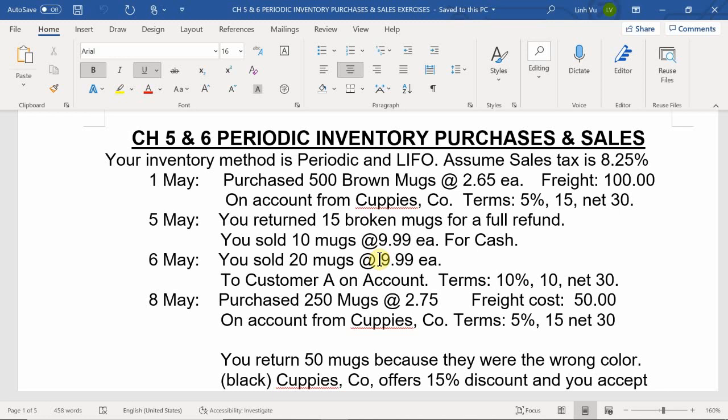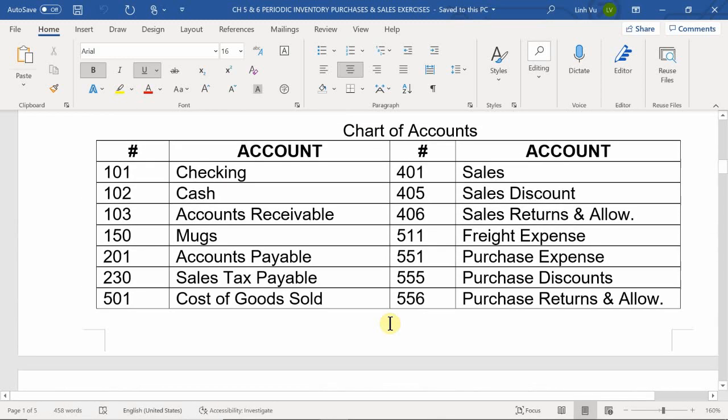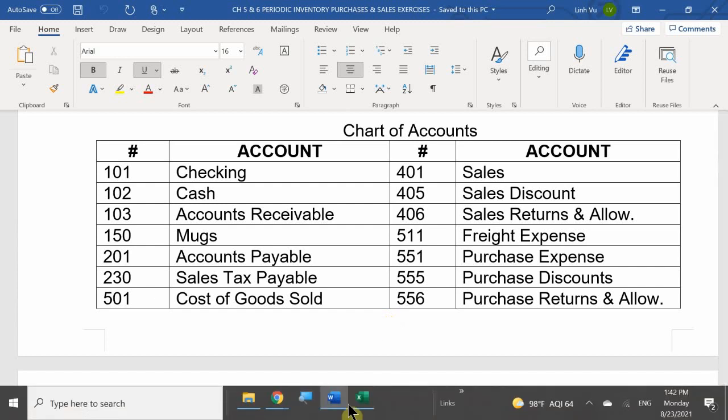So what else do you need? You bought it on an account. Accounts payable. Good. So here, let's see. We have purchase expense for 551, and then we have freight expense for 511, and then we have accounts payable for 201.